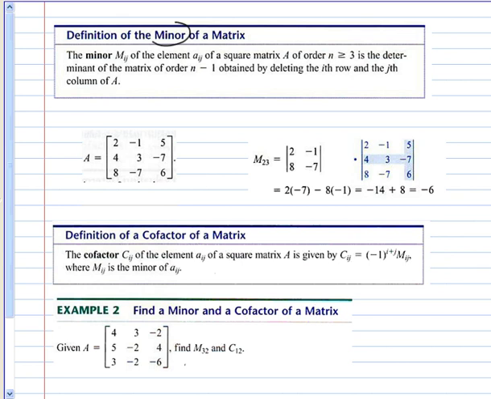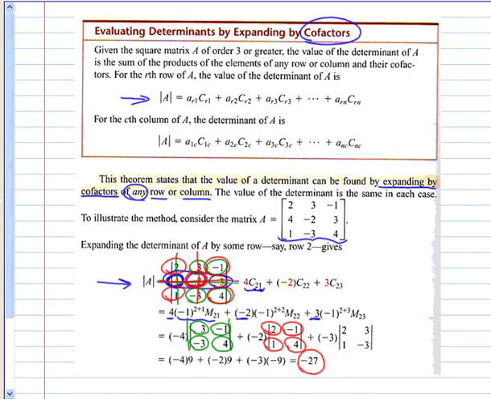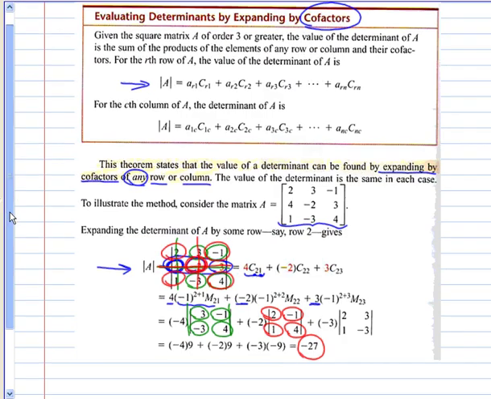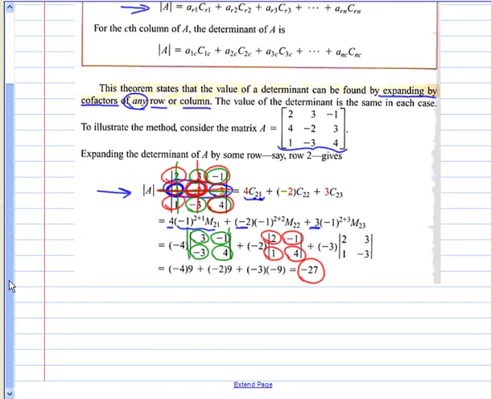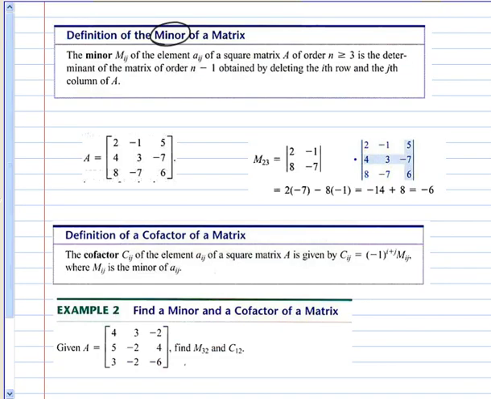Remember I talked about the minor? We can find determinants by expanding by cofactors. And the cofactor is found by -1 to that power times the minor. And the minor was where we crossed off the row and column. That's what we're doing right here. We missed that little intermediate step, even though I told it to you.